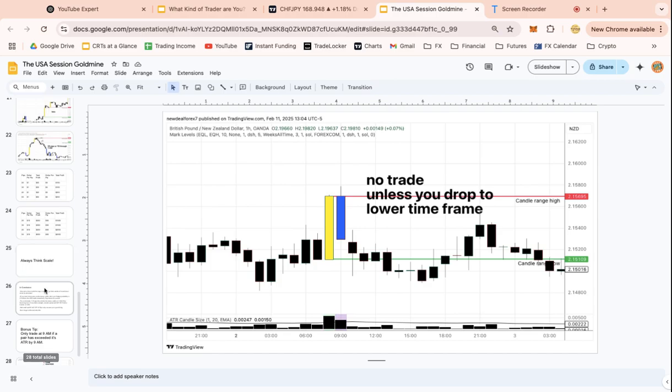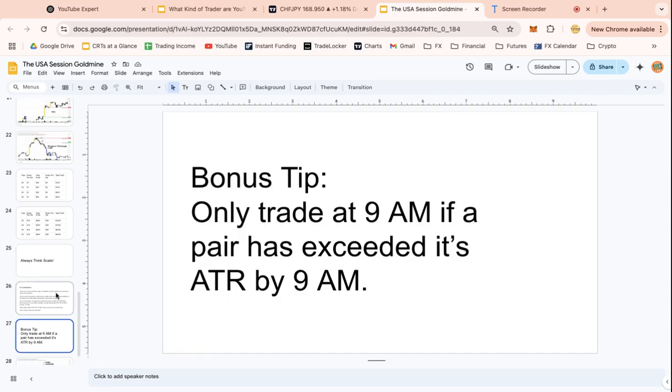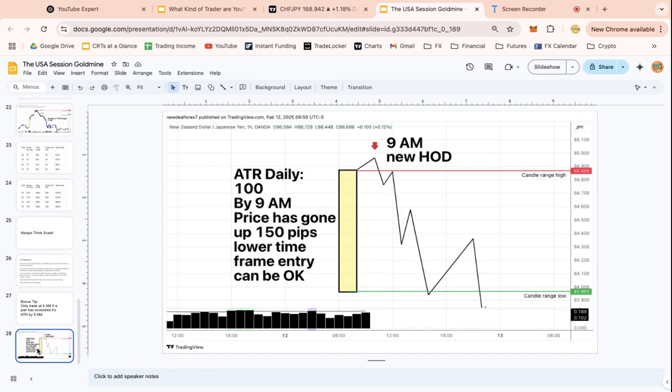A tip to that is to see if a pair has exceeded its average true range for the day, not the hour, the entire day, by 9 a.m. Here's how that would look. I just marked it up. I did a drawing real quick just to show you. So let's say you go to the daily chart, and if you use the ATR indicator, it's going to show you what the average true range is for the day. If you just put the mouse over it, it'll show you, let's say it's 100 pips.